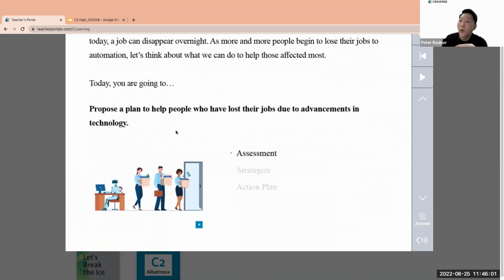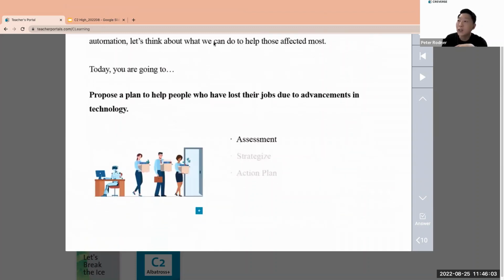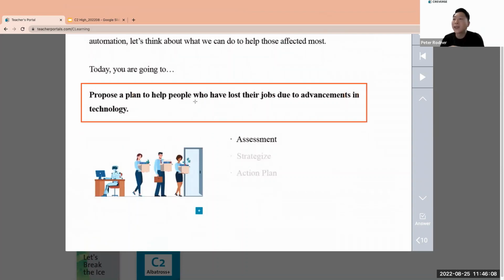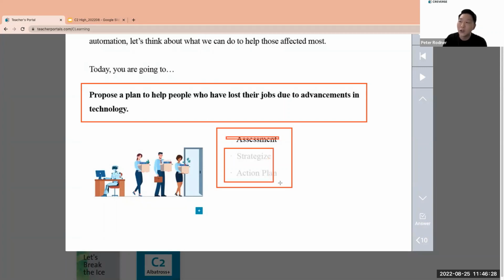But here, for the project, again, I think the projects are typically pretty good for the C2, okay. Propose a plan to help people who have lost their jobs due to advancements in technology. Here, there is assessment, strategize, and action plan. You're supposed to go through all 3 sections. I will say sometimes, depending on the class, I probably don't do all 3 sections. I would probably eliminate one of the sections, maybe assessment, and just do strategize and action plan, just because it's too much thinking and too many components to the project, it's just too much for the students. Okay.